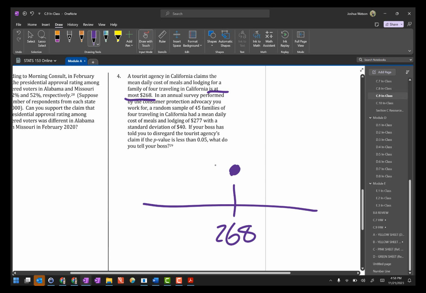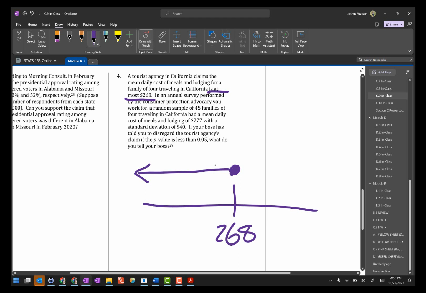And let's look at the language. It says at most 268. So if I give you a number like 260, does that fall into the category of at most 268? And the answer is yes. That is not any more than 268. It is at most 268. If I give you a value of 270, does that fall into the category of at most 268? No, it does not. Right? At most 268 excludes 270. That excludes anything bigger than 268.